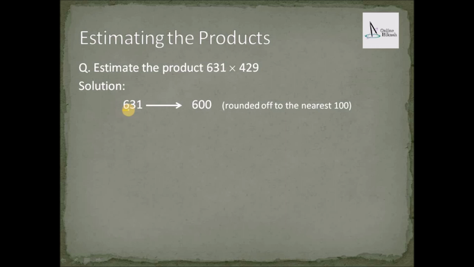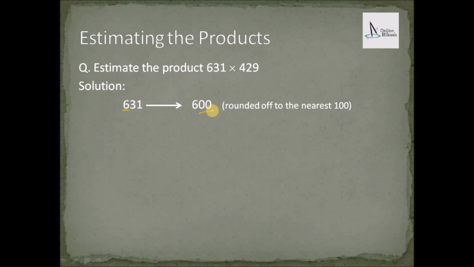Just immediate right. Okay, after this 6, what is the number here? It is 3. Since 3 is less than 5, the 6 will remain 6. Okay, it will not change. But if in place of 3 there is say 5 or 6 or 7, that means more than 4, then this 6 would change to 7, and the numbers after the 6 would change to 0. Okay, like this.